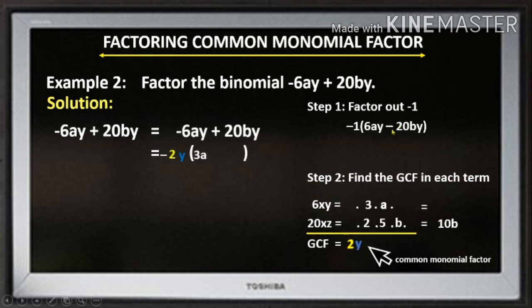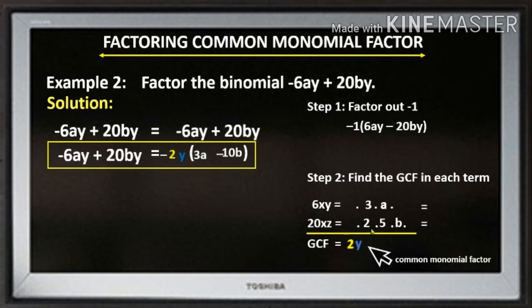Okay, then minus the product of the remaining factors of the second term. Okay, so the complete factorization of the binomial negative 6ay plus 20by is equal to negative 2y multiplied by the difference of 3a and 10b.